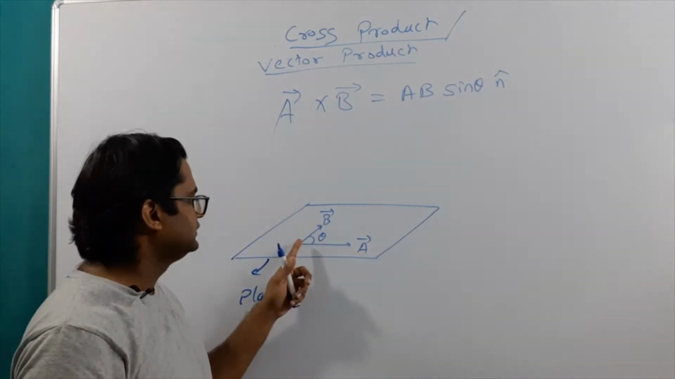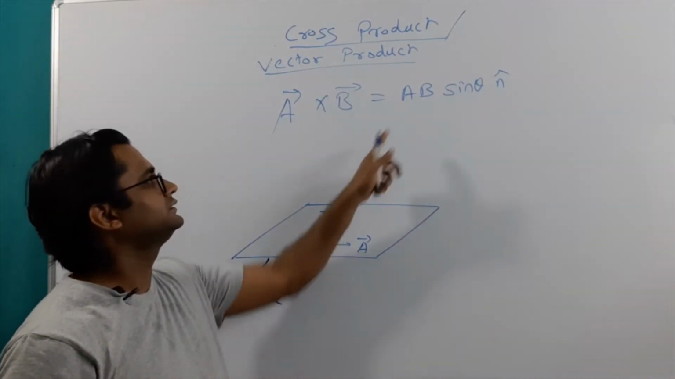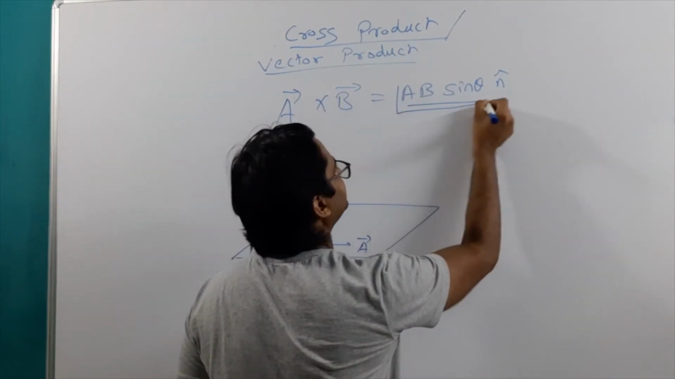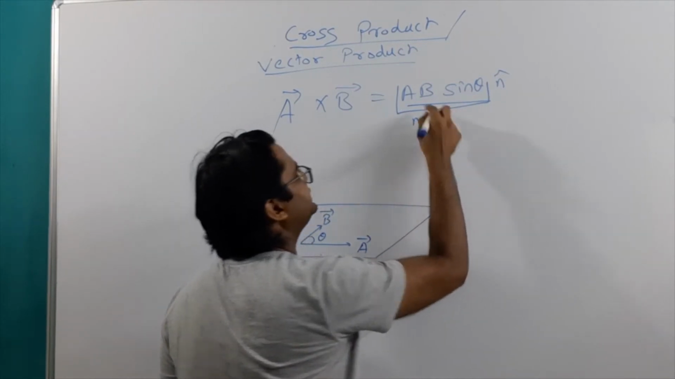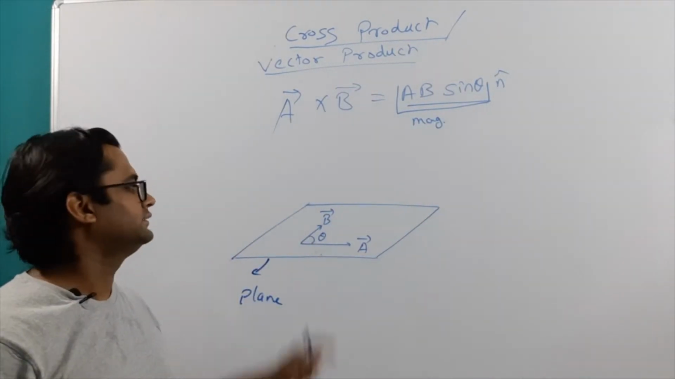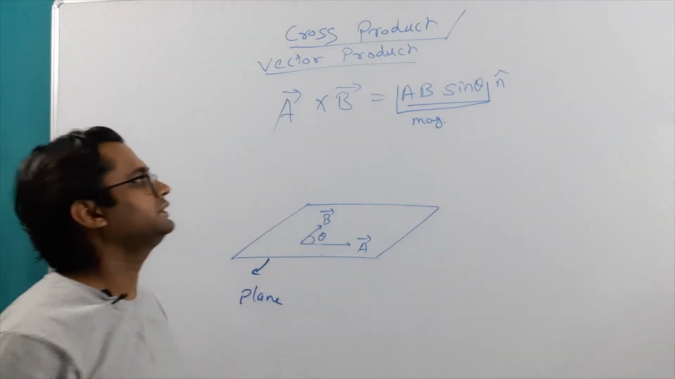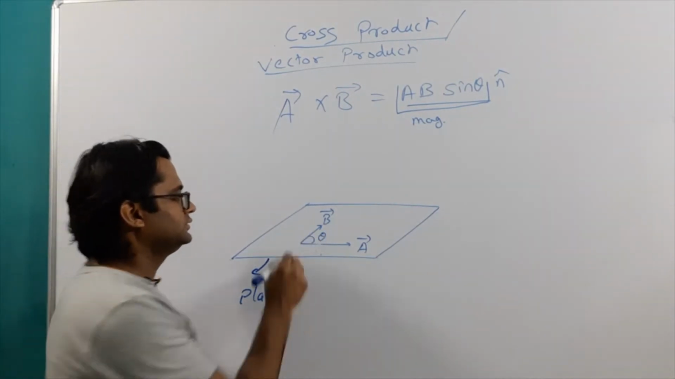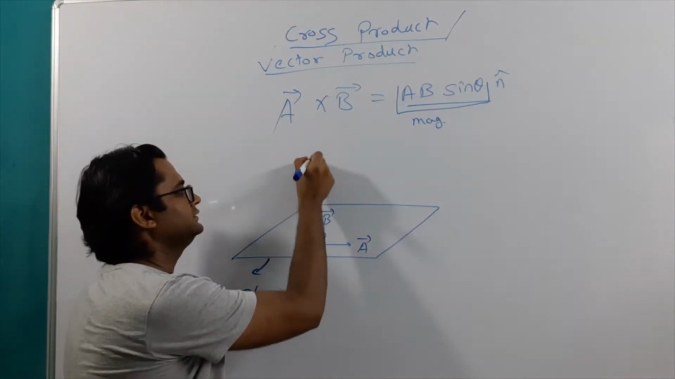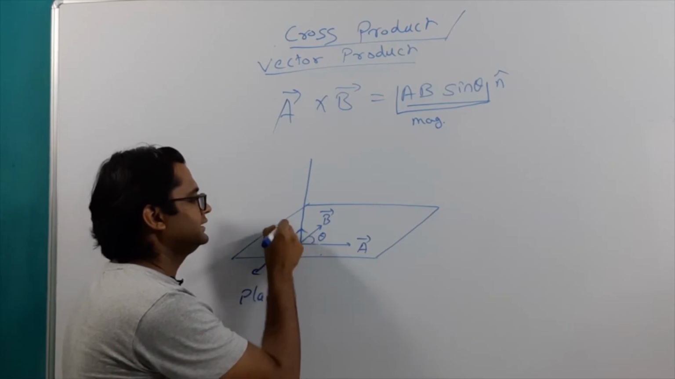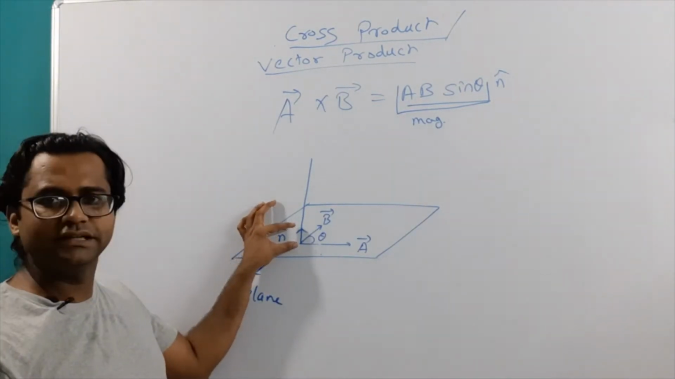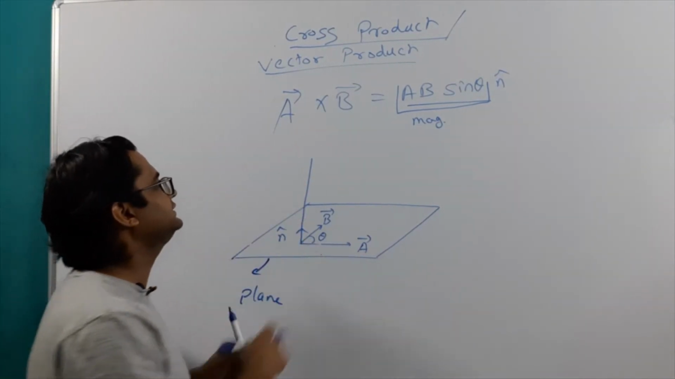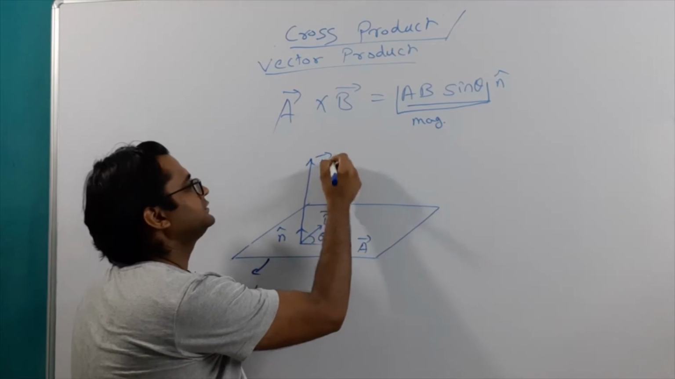Now the cross product of these two vectors will have a magnitude. This part is magnitude, and magnitude is A B sine theta, A into B into sine of this angle. And n cap is the unit vector perpendicular to the plane of these two vectors. So n cap will be a unit vector in this direction. Unit vector is a vector having unit magnitude, very small magnitude. So A bar cross B bar will be a vector like this. So we can say this is A bar cross B bar vector.